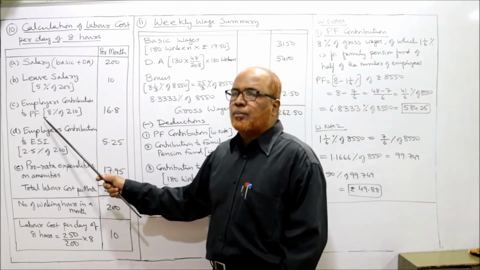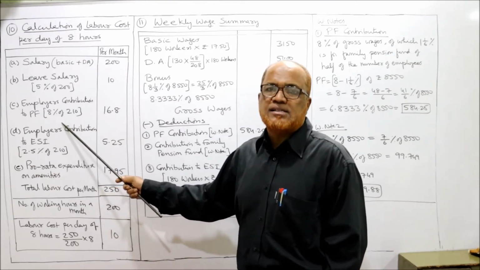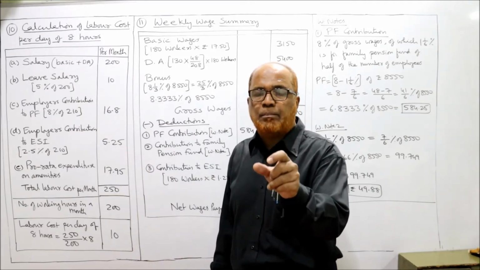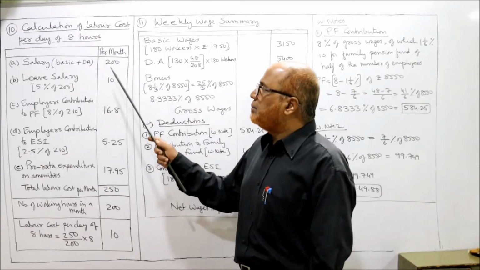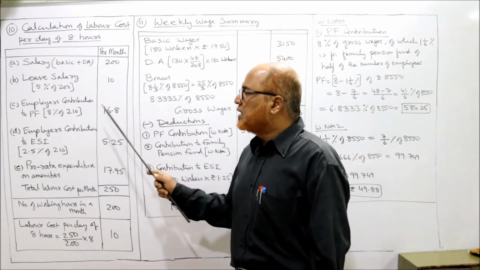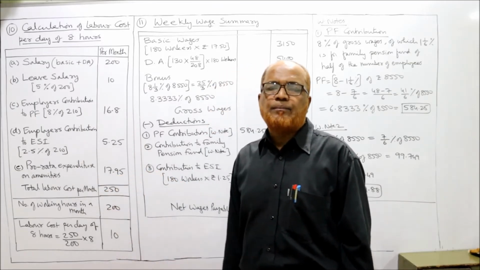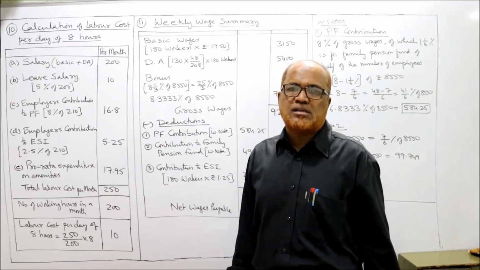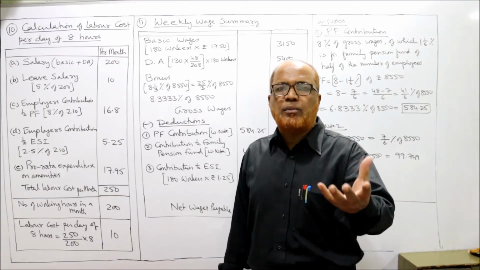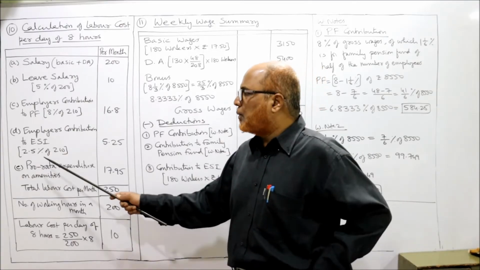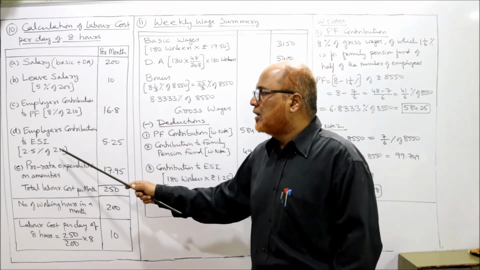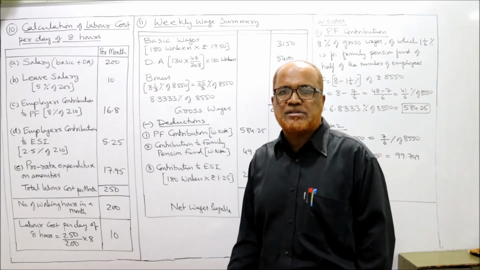So employer's contribution to Provident Fund is 8% of salary. Salary means items A and B, that is specified in the problem. So A and B means 200 plus 10, 210. So 8% of 210, 16.8. Similarly, employer's contribution to ESI, employee state insurance. Just like the employer will contribute to Provident Fund, the employer will also contribute to state insurance. It is given 2.5% of items A and B. Items A and B means 200 plus 10, 210. So 2.5% of 210, 5 rupees 25 paisa.